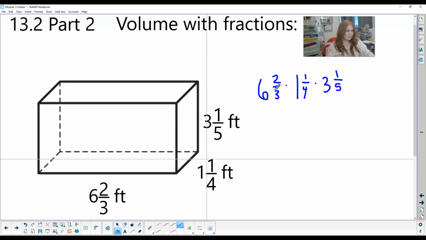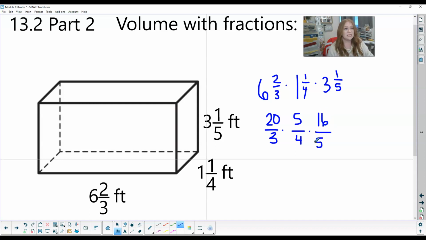Okay, so we need to make these improper though. We're not doing 6 times 1 times 3. We need to see how many pieces we have. So we have 6 groups of 3 is 18, and 2 more is 20 out of 3. We're timesing that by 4 groups of 1, plus 1 is 5 over 4. And then we have 5 groups of 3 plus 1, 15 plus 1 is 16 out of 5.